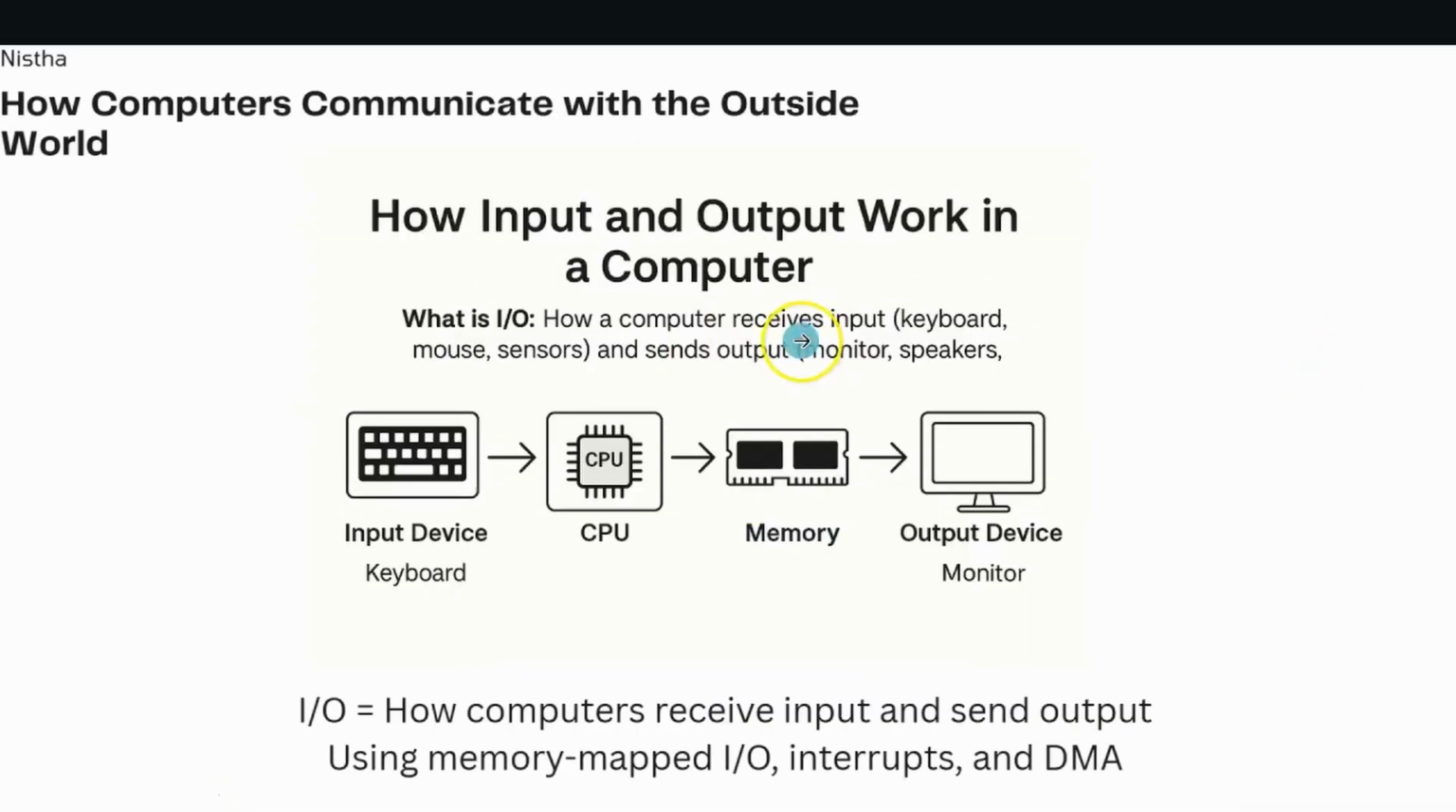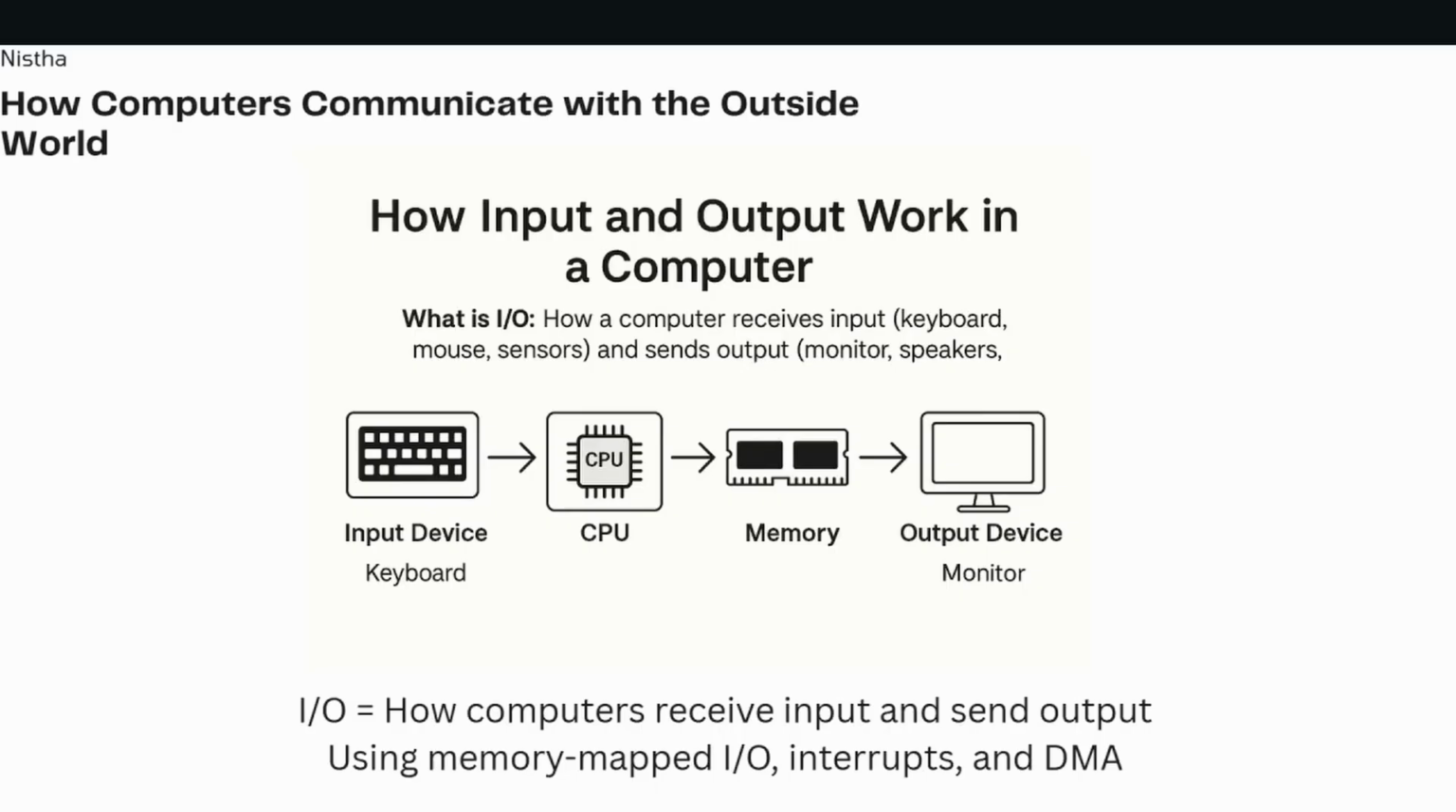Moving on. Input and output is how a computer communicates with the outside world. For example, when we type on a keyboard, that is input, the input goes to the CPU where the instructions are processed. The CPU may temporarily store or retrieve data from memory, which could be RAM or cache. After processing, the computer sends the result to an output device like a monitor or speakers.